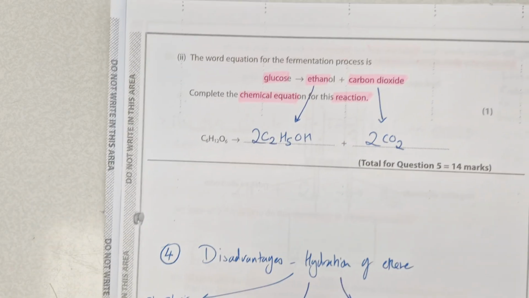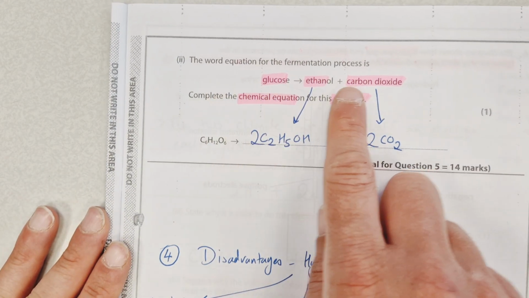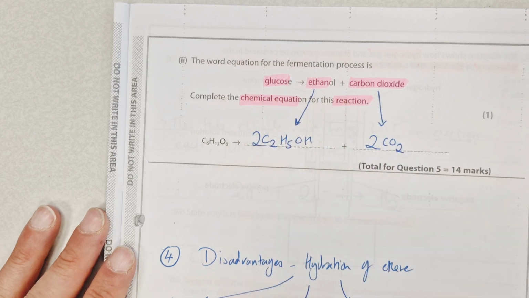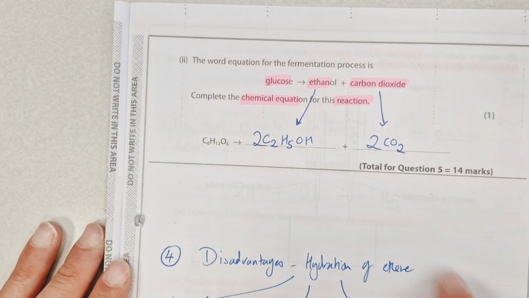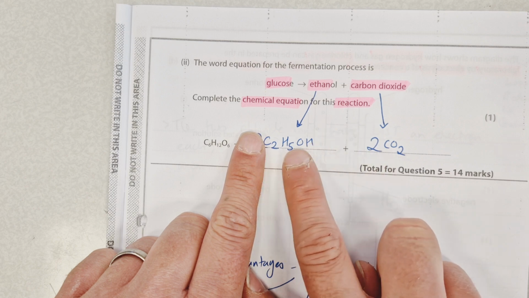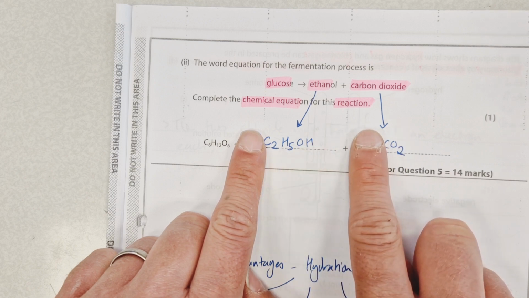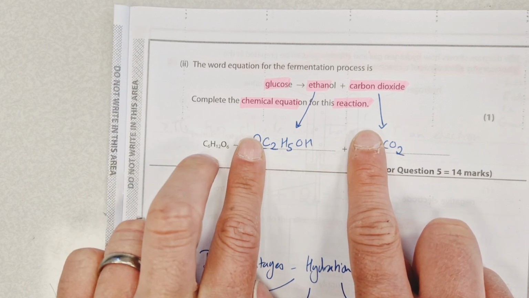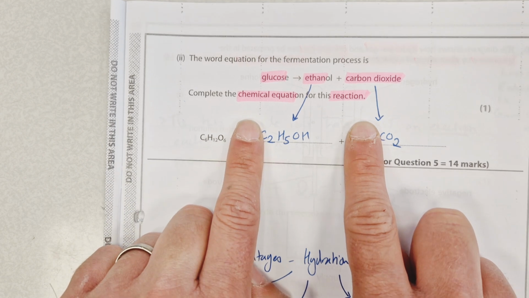Now, the final part of the question was looking at a word equation for the process of fermentation, and we had to generate a balanced symbol equation. Initially we had just drawn out the formula of ethanol and carbon dioxide, and you can see that gives us 3 carbons, but actually there are 6 carbons coming from the glucose molecules.